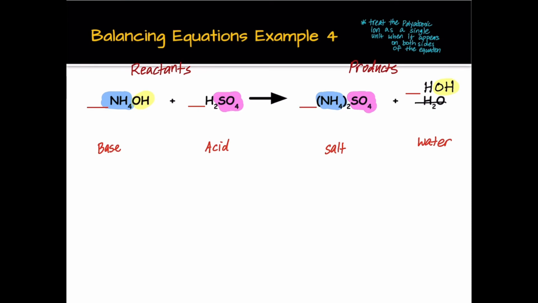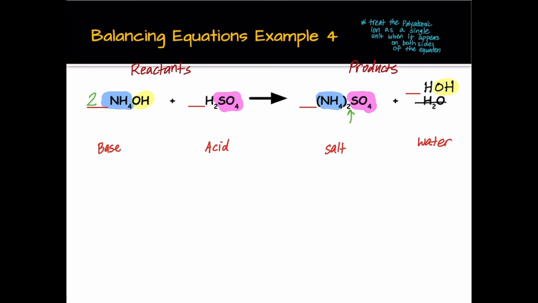If we go in order, starting with ammonium, you'll notice that there are 2 ammonium ions on the product side because of the subscript there. And so to balance that out on the reactant side, we'll simply put a coefficient of 2 in front of the ammonium hydroxide. Now that the ammoniums are balanced, let's look at the hydroxide ion.